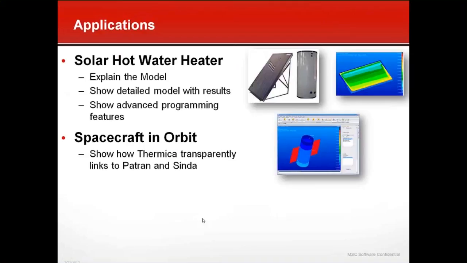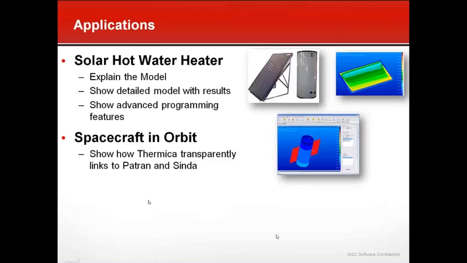And MSC has our own version of Thermica from Astrium that has our own licensing, and we transparently tie that into Patran so you can use Thermica to compute orbital heating, whether you're orbiting the Earth or whether you're sitting at a latitude and longitude on the Earth for some environmental heating, building or aircraft or car or solar power plant.